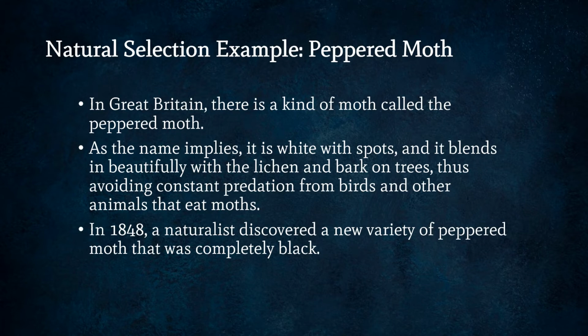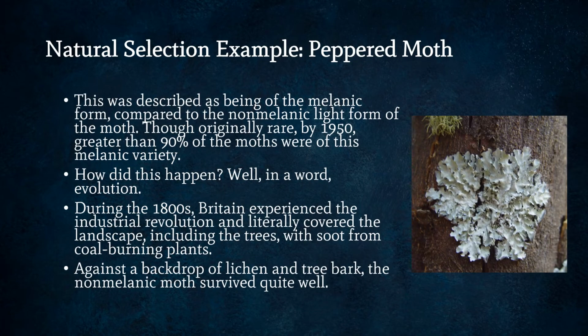In 1848, a naturalist discovered a new variety of peppered moth that was completely black. This was described as being the melanic form compared to the non-melanic light form of the moth. Though originally rare, by 1950, over 90% of the moths were the melanic or darker variety. Well, this happened because of evolution.